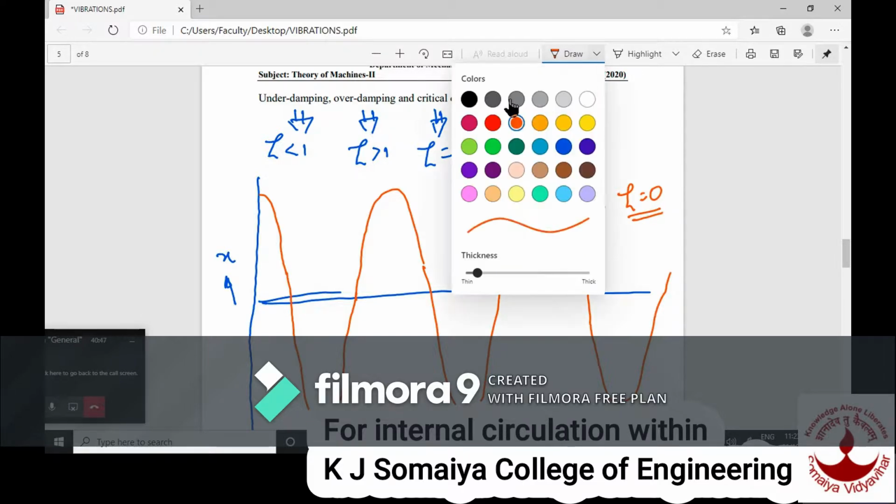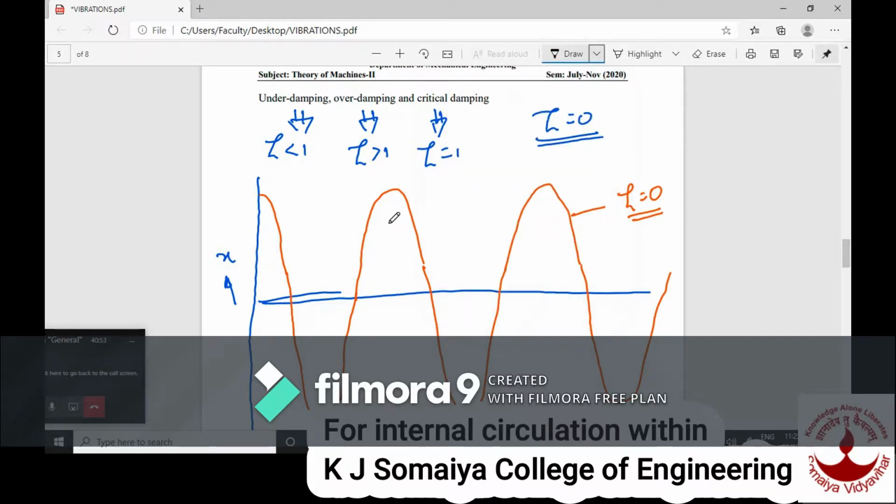If I take another example, the second one, a critically damped system, it may be represented something like this. There will not be any oscillation as such. The displacement reaches zero and it continues. So there would not be any type of oscillation occurring. For this, the value of zeta is 1. So this is a critically damped system.